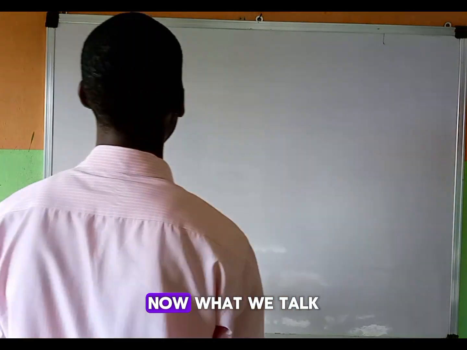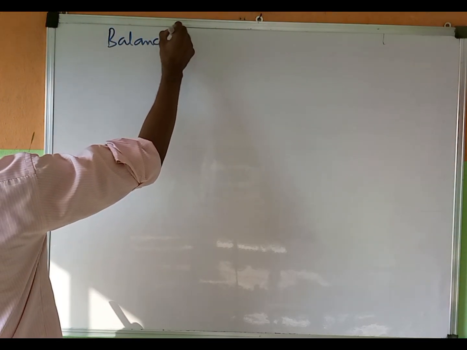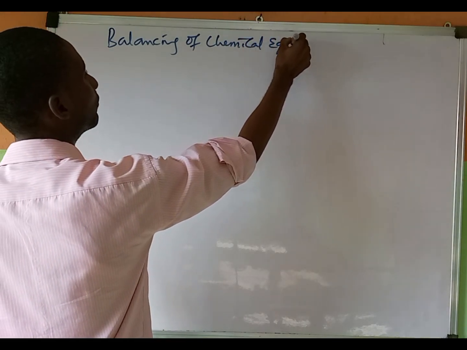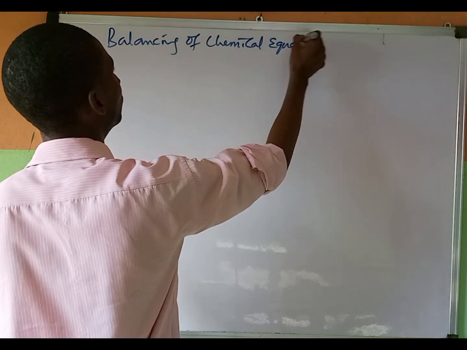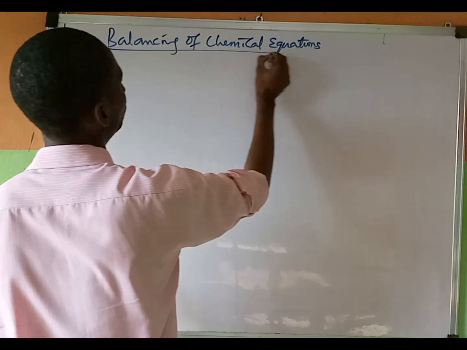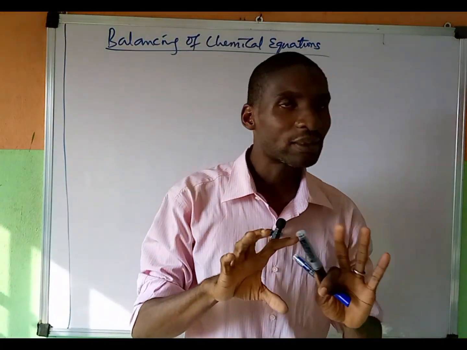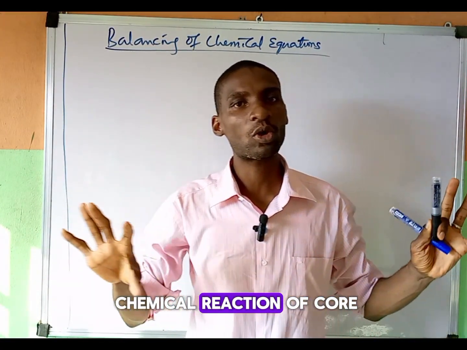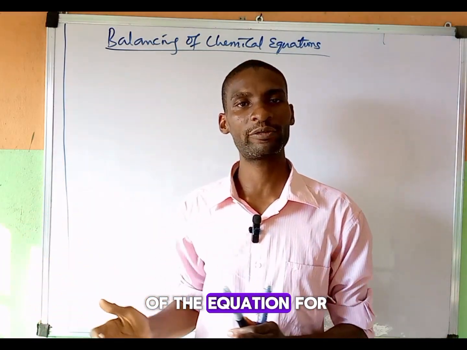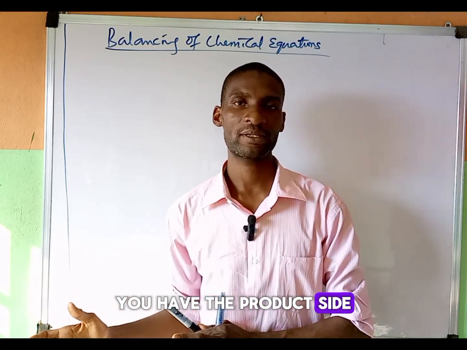Welcome. Now, when we talk about balancing of chemical equations, it's important to understand that when you have a chemical reaction occurring, there are two sides of the equation for that reaction. You have the reactant side, you have the product side.